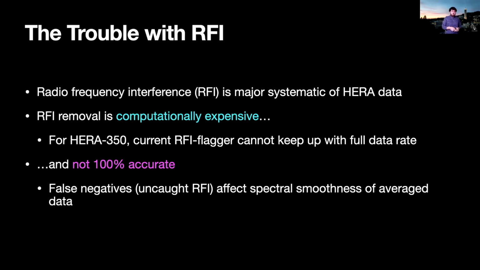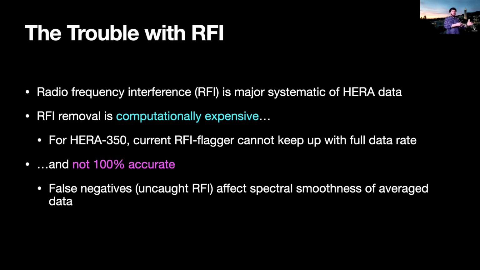And so kind of taking the current technique and scaling up to the full antenna or the full array, when we have 350 antennas, we just can't keep up with the data volume. And the bigger problem is that it's not 100% accurate. And in particular, false negatives, by which I mean times when there was RFI that we didn't find with the RFI flagger, it affects the spectral smoothness of our average data.